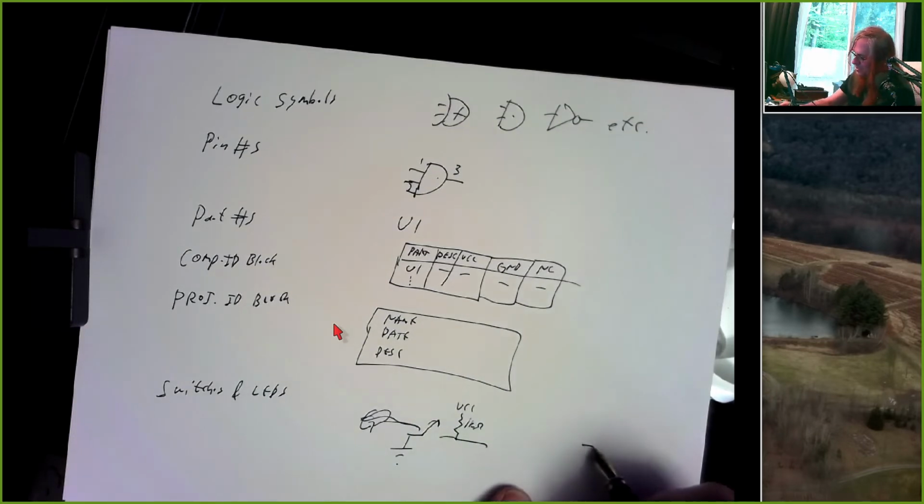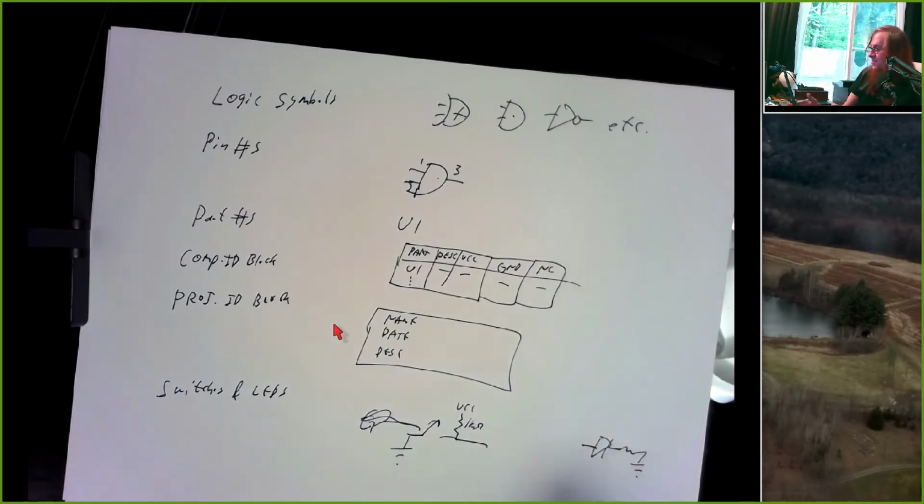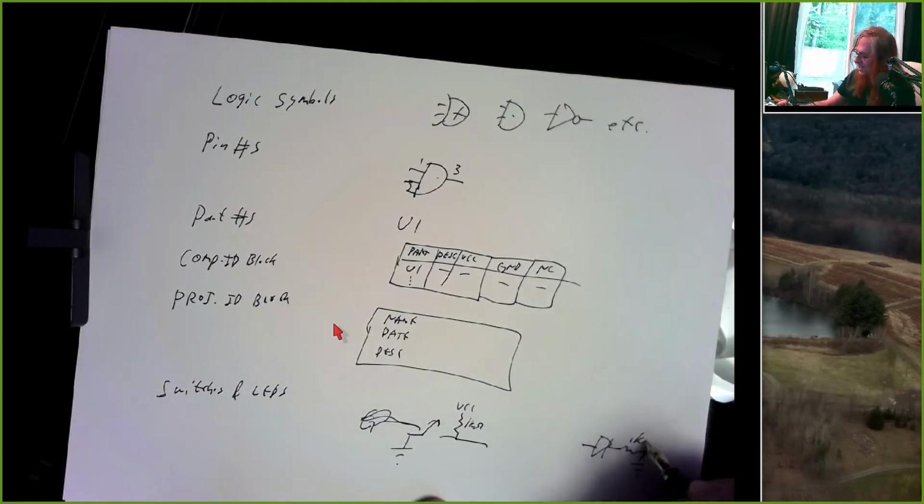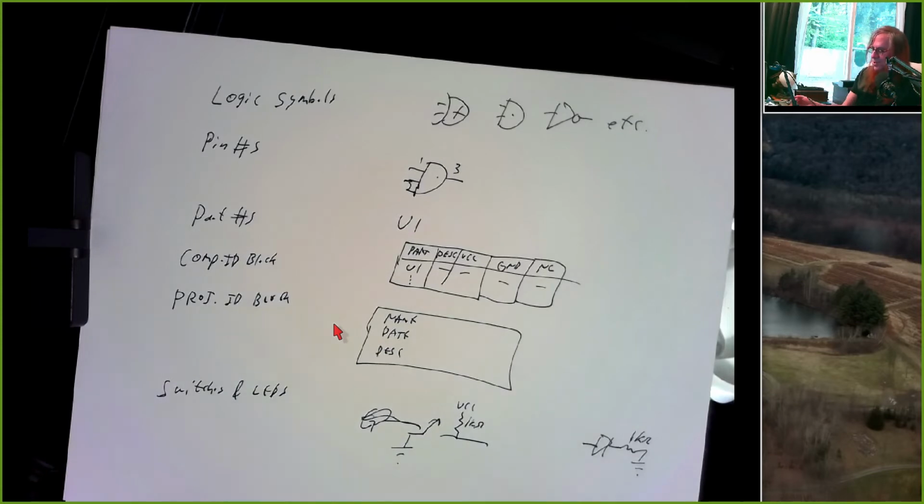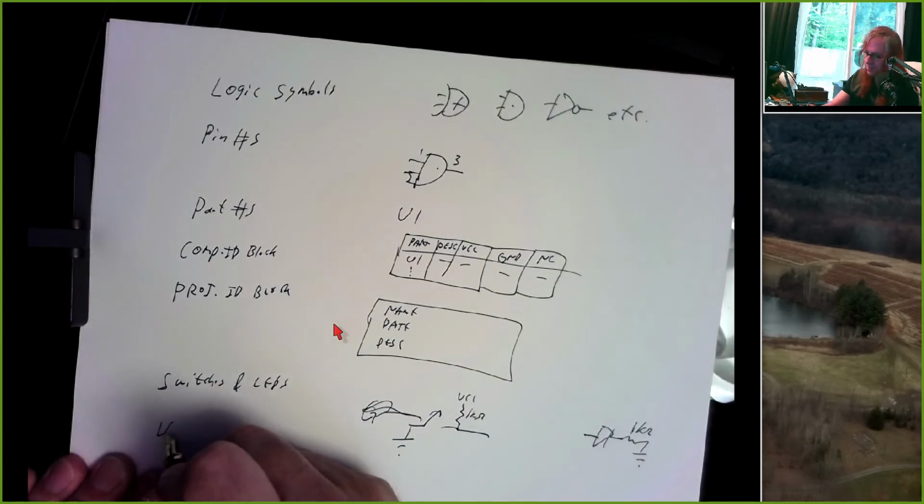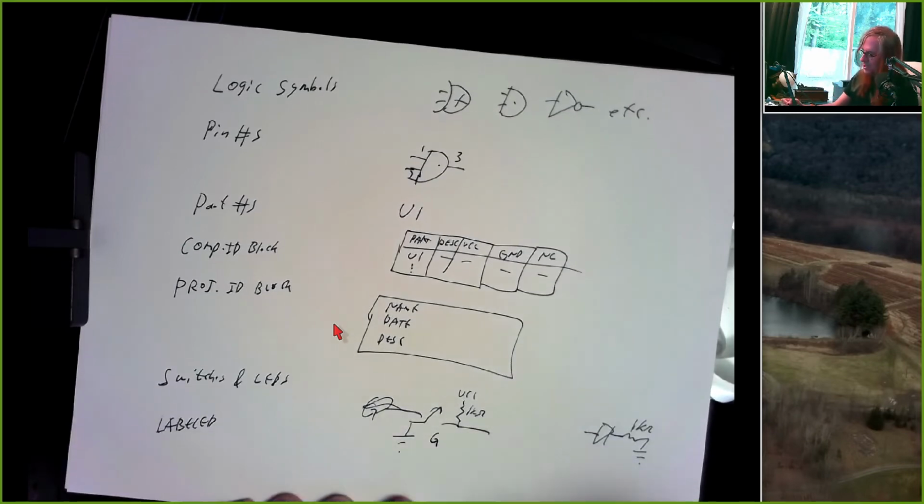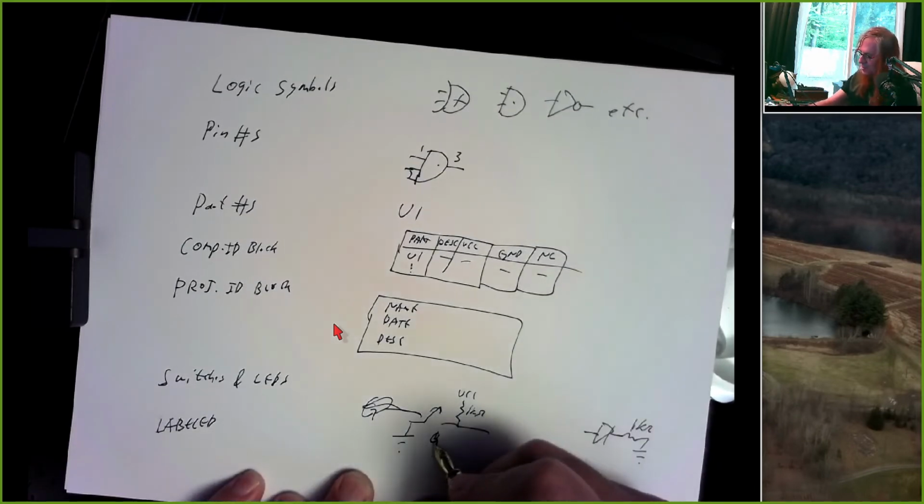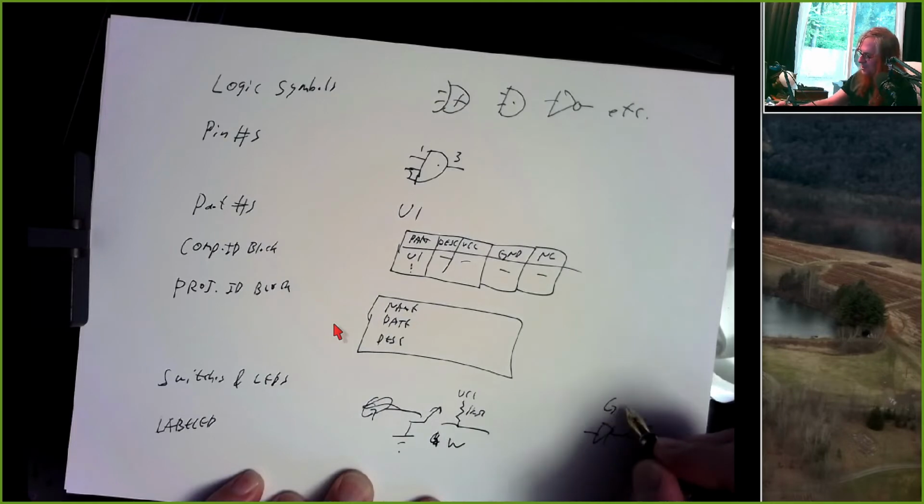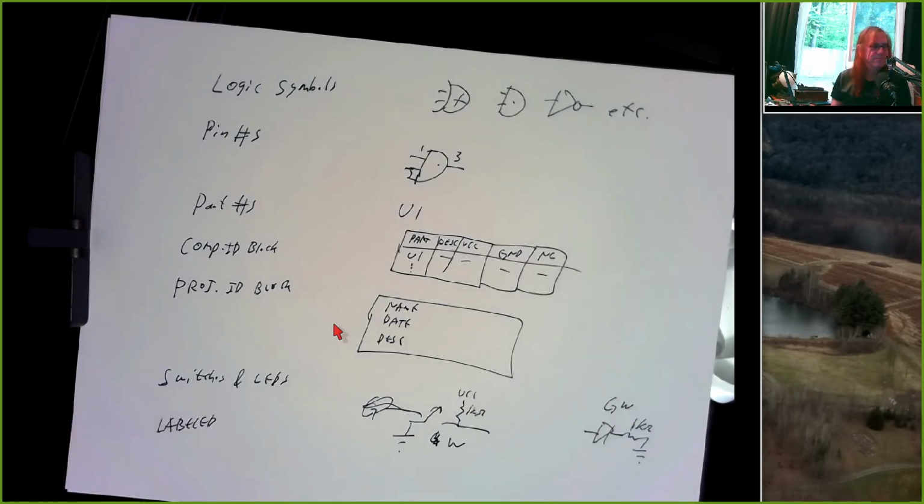Your output has to go through an LED resistor to ground, or maybe a different configuration. Maybe your LED is backwards and the other end's connected to VCC or something, but you've got to have something in your diagram that says, how do I wire my switches, how do I wire my LEDs, and these have to be labeled. So this might be my green input, and this might be my west input, and this might be my green west output.